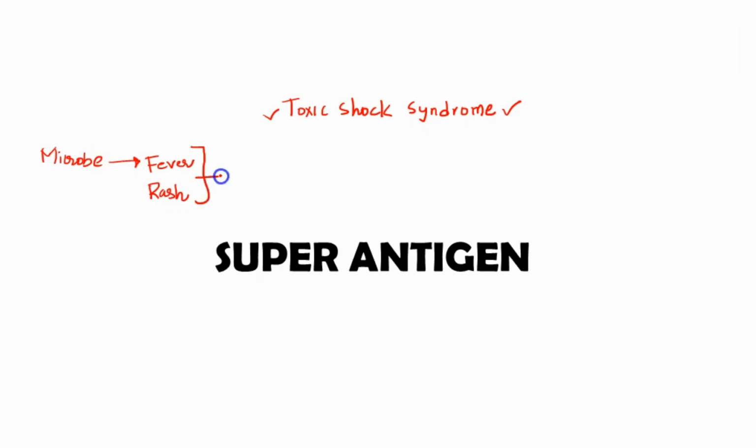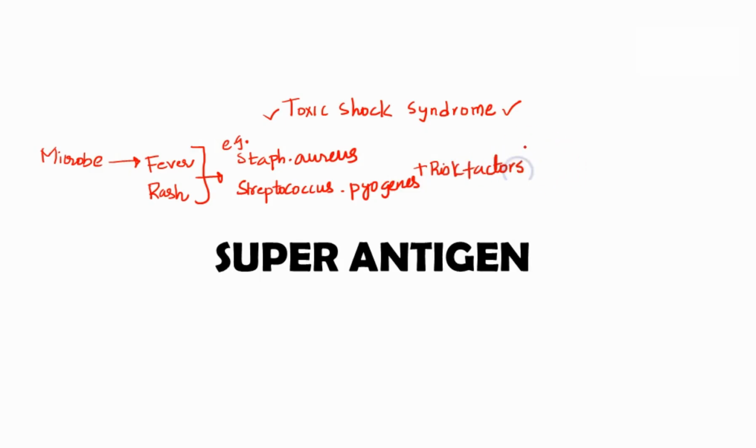But in a few conditions, because of infections with Staph aureus and also Streptococcus pyogenes, I am giving you two examples of bacteria here, plus some risk factors like usage of vaginal tampons, along with fever and rash, the patients are also presenting with shock, that is hypotension, and also skin peeling. So what is this condition which I explained to you? This is toxic shock syndrome.